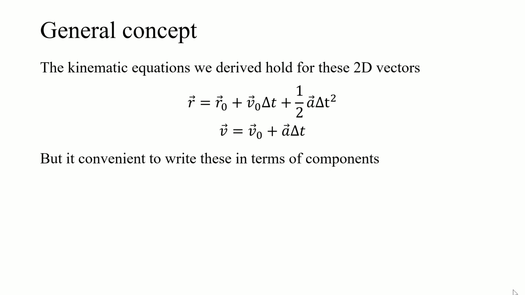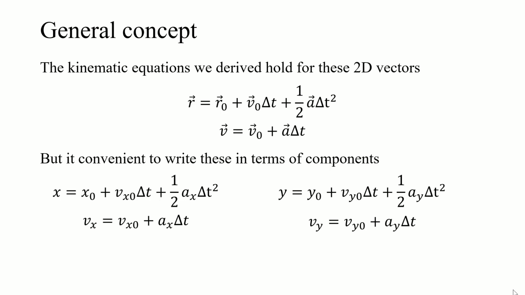So if we take just the x components of that vector equation, we get this: the x component of position is equal to the initial x position plus the initial velocity in the x direction times delta t plus 1/2 the acceleration in the x direction times delta t squared. You get the same thing for the velocity in the x direction, where all of these terms, the position and the velocity and the acceleration, are the components in the x direction. And we get this analogous thing for the y components, where we have the y positions, y velocities, and the accelerations in the y direction. So we have these two.